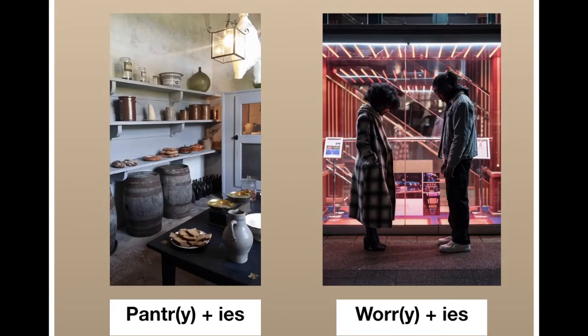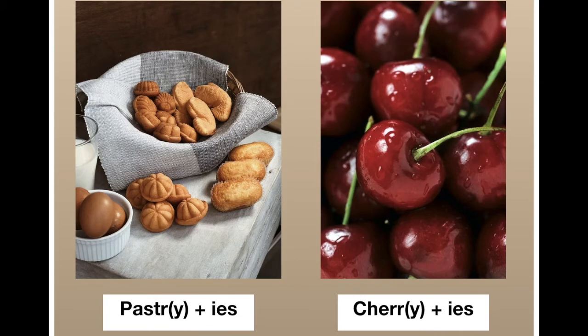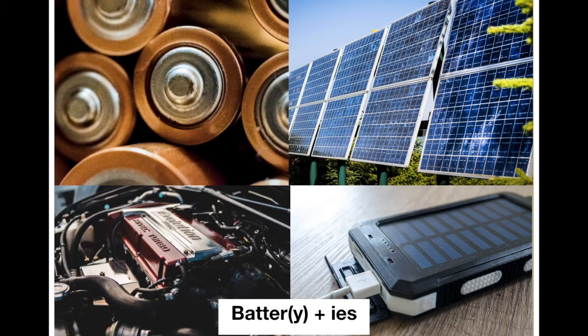A pantry where you store food becomes pantries. If you have one worry, good for you, but most of us have many worries. Pastry becomes pastries in a basket. Cherry becomes cherries. And battery becomes batteries. As you can see, there are multiple kinds of batteries.